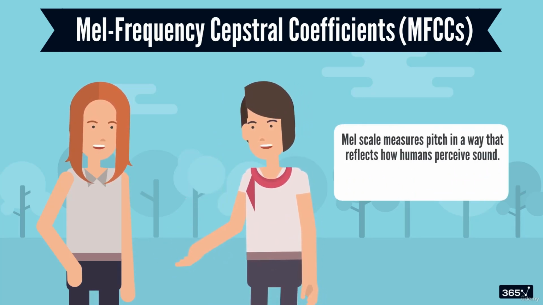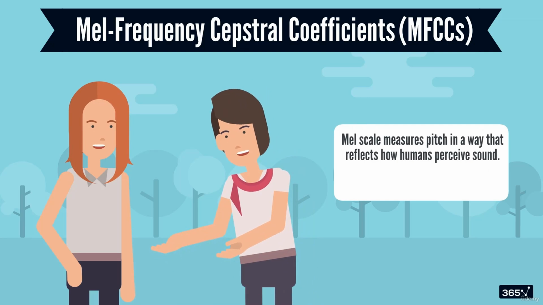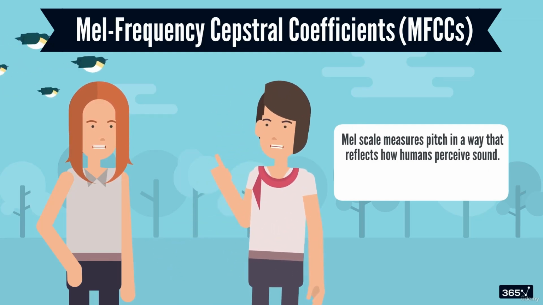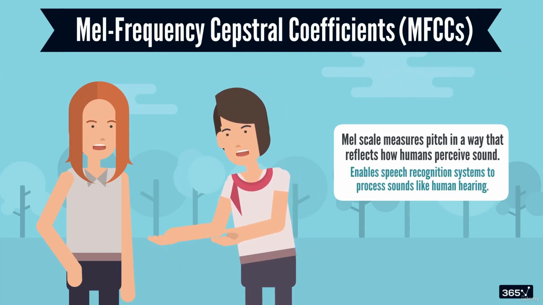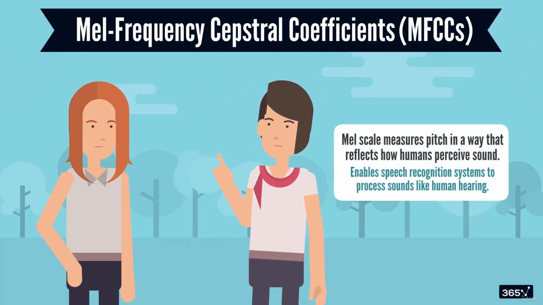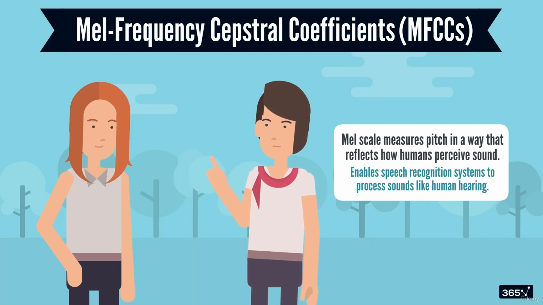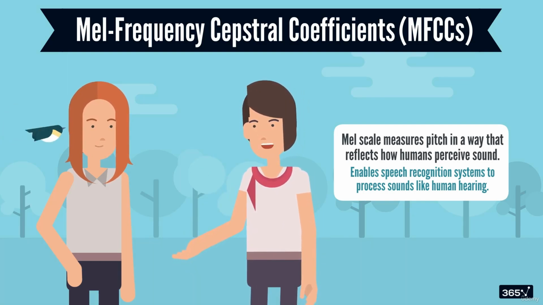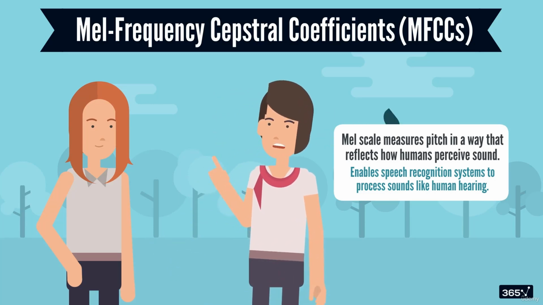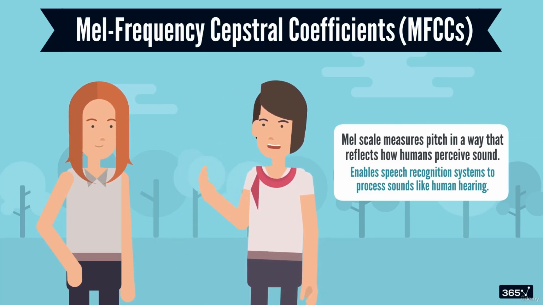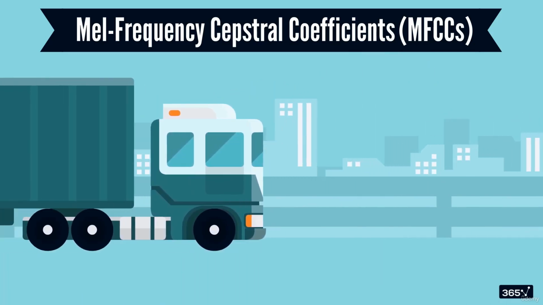MFCCs utilize the Mel scale to space frequencies in a way that aligns with our natural hearing. This approach makes them particularly effective for speech recognition because it enables the system to process sounds like human hearing. Imagine listening to someone speak. Your ears naturally focus on the middle frequencies where speech is clearest, while higher-pitched sounds like a whistle or very low-pitched sounds like a distant rumble are less audible.